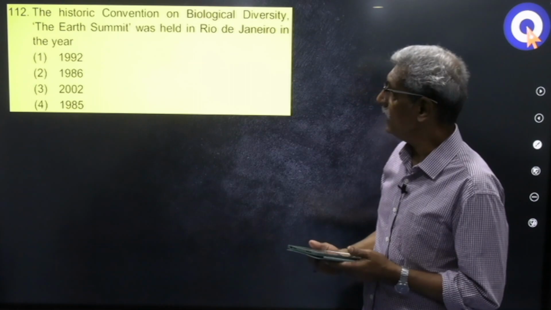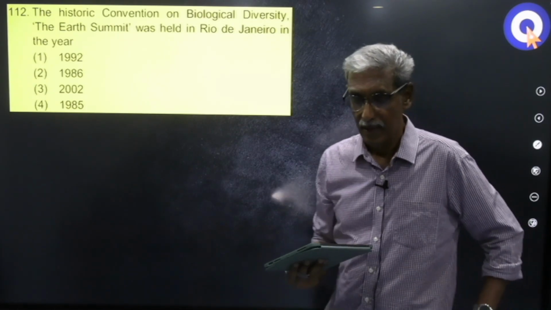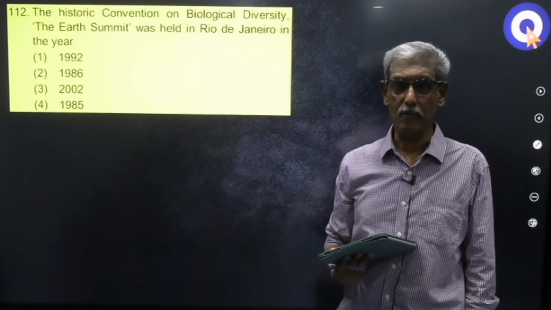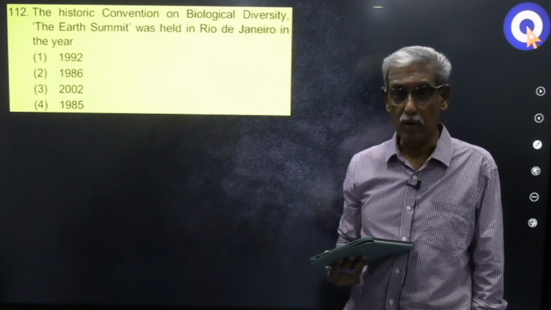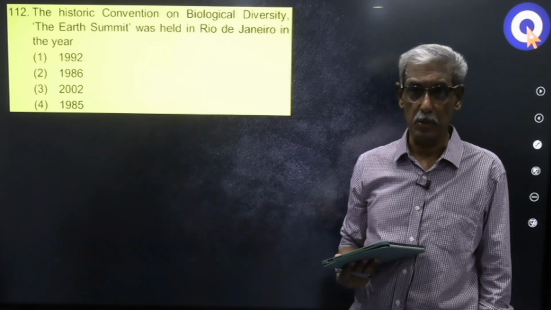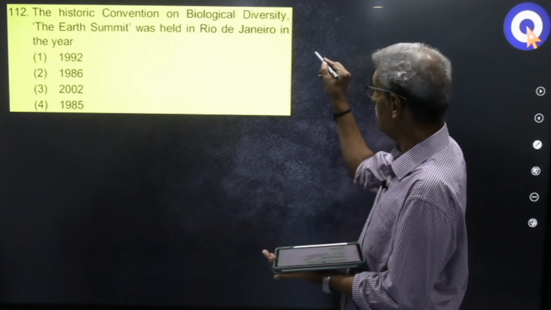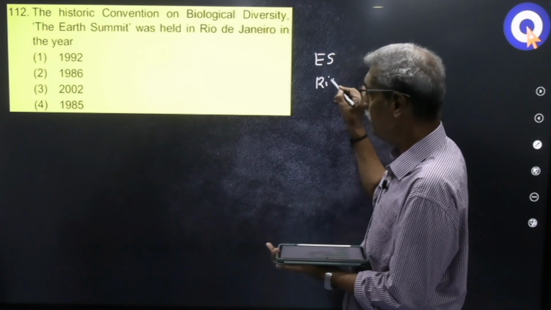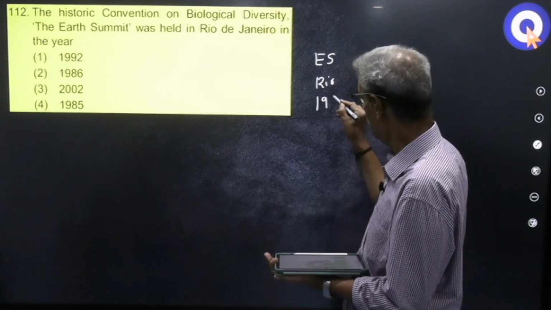Next, the historic convention on biological diversity, the Earth Summit, was held in Rio de Janeiro. Remember names of scientists and years of very important conferences. If you look at the previous papers, they have asked a lot of questions in ecology in relation to years. The Earth Summit, which occurred in Rio, was a game changer, and it occurred in 1992.